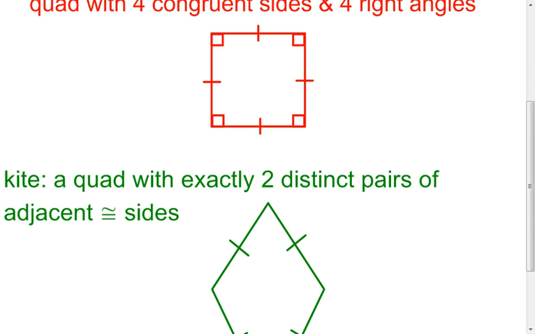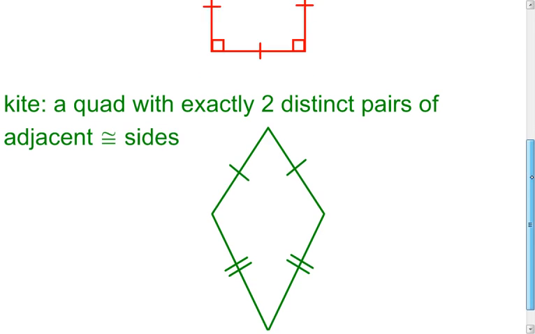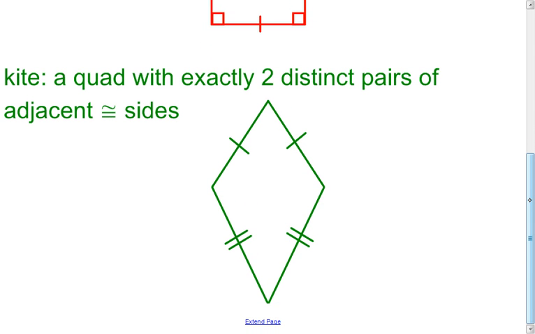This is one where it has two sets of distinct pairs of congruent adjacent sides. So when I look at this kite, my top two sides are the congruent ones and my bottom two are the other congruent ones. When you look at a parallelogram, it's the opposite sides that are congruent, not the ones right next to each other. So remember that, a kite and a parallelogram are different.